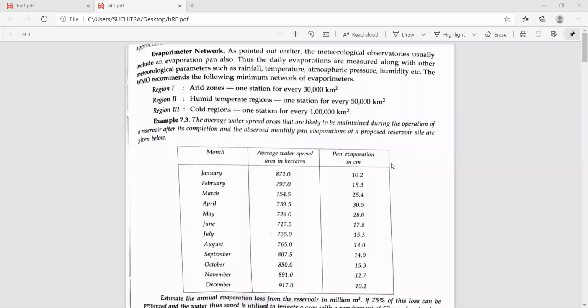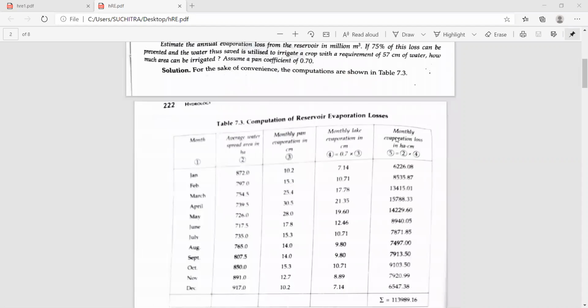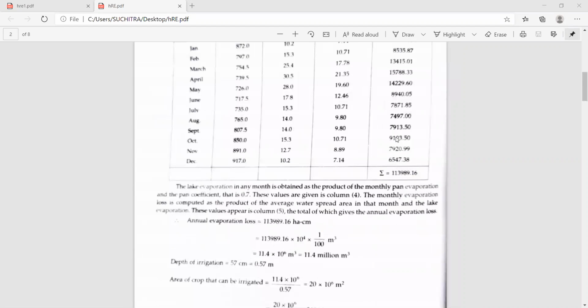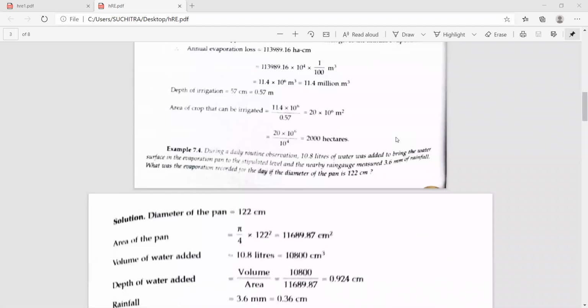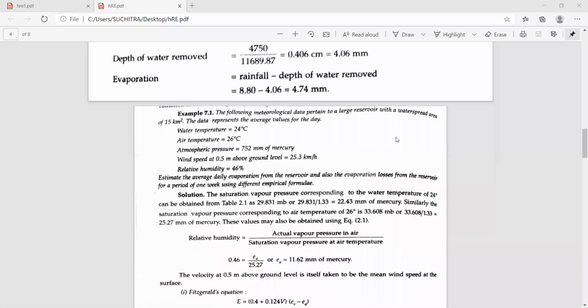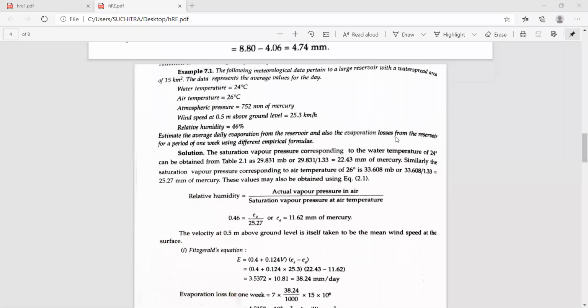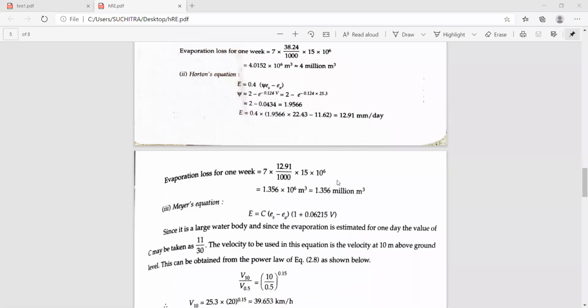So, good morning. In the last class, we discussed the problems on evaporation: how to compute the evaporation by using the pan evaporation values, and also how to find the evaporation losses by using Harton's equation as well as Meyer's and Rohwer's equations. We calculated evaporation losses for that particular week by using all these methods.